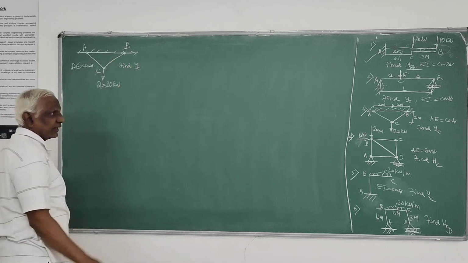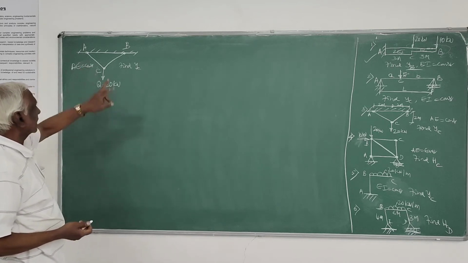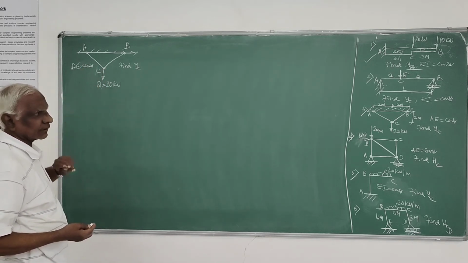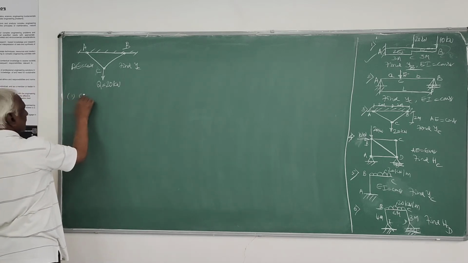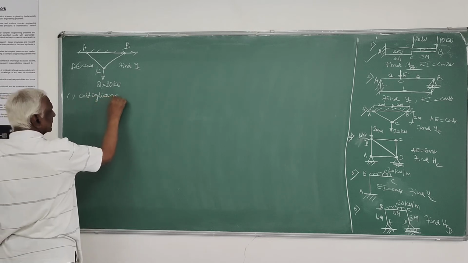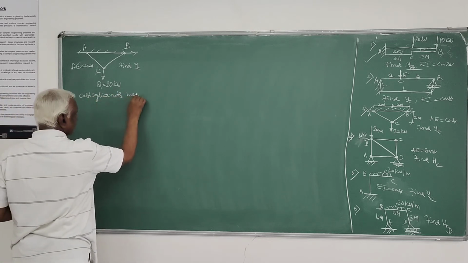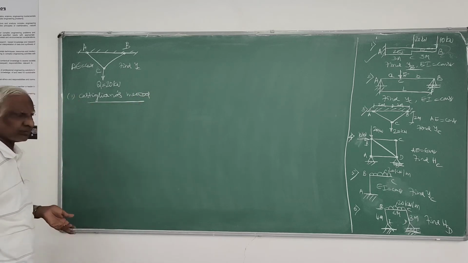So we have to evaluate the vertical deflection at the point C of the truss given here. First, let us use Castigliano's method for evaluating this deflection. Castigliano's method. So the same procedure you have to follow.